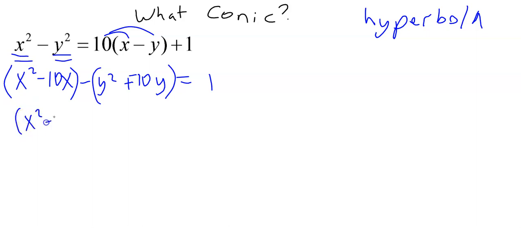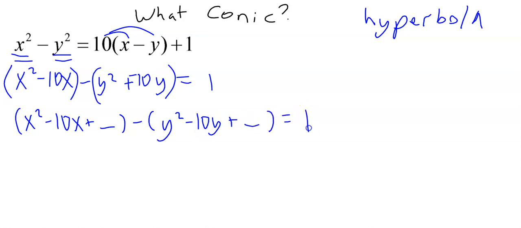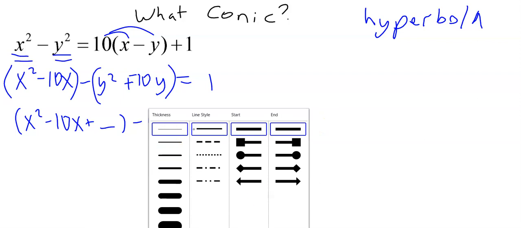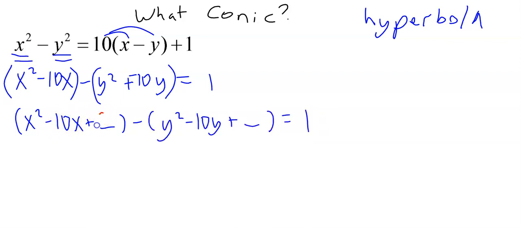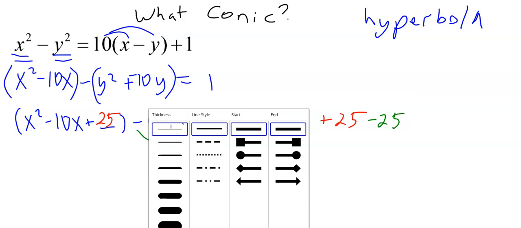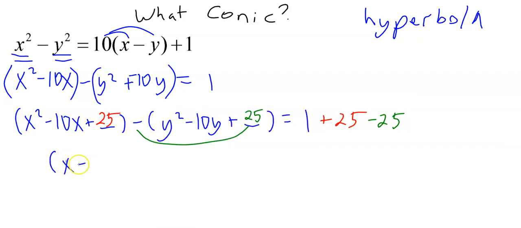So I get x squared minus 10x plus blank minus y squared minus 10y plus blank equals 1. And now we're going to complete the square here and see what happens. So half of 10 is 5, 5 squared is 25. So I'm going to add 25 to this side. Half of that is 5, 5 squared is 25. But this time I'm going to subtract 25 from both sides. So that's kind of interesting. So we get, this would be x minus 5 squared minus y minus 5 squared equals 1.